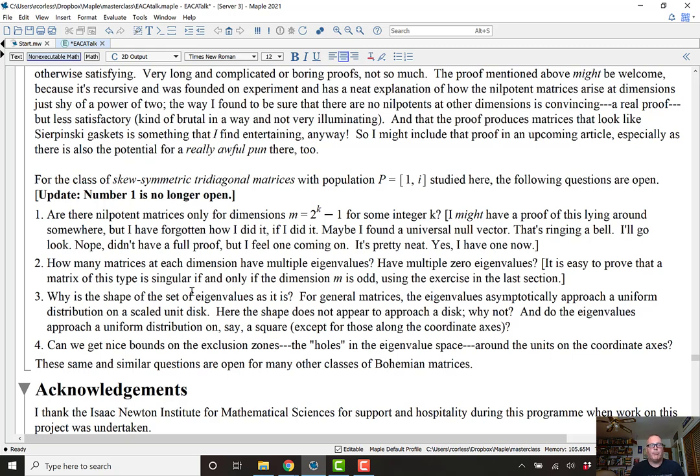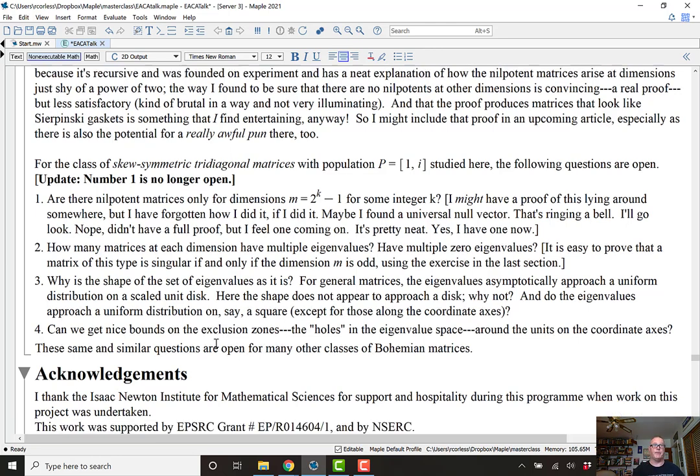What about the holes? I have partial explanations for some of the holes. There are people who talk about what are called algebraic starscapes, and they explain some of the finer features of these, including a little bit about the holes. But in general, the explanation is not understood. Can we get nice bounds on those exclusion zones, which will vary from family to family? The same and similar questions are open for many other classes of Bohemian matrices, but they're open for this one.